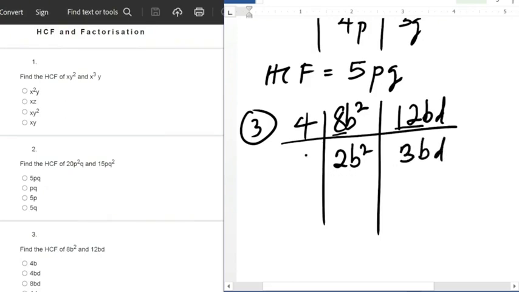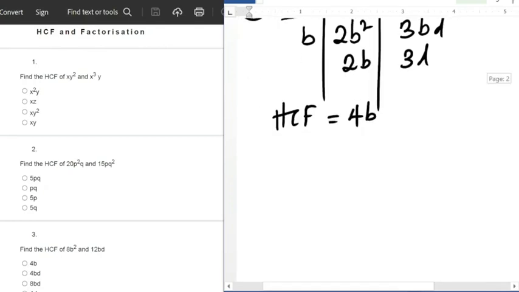What can go again is b, that can go. This is 2b, and this is going to be 3d. There's nothing that can go again. So therefore, the ACF of 8b squared and 12bd is equal to 4b. Then question number 4 now.